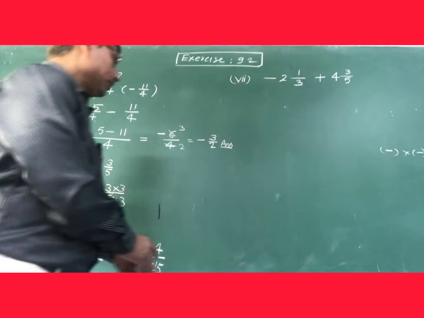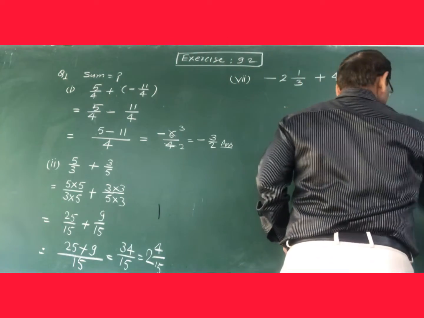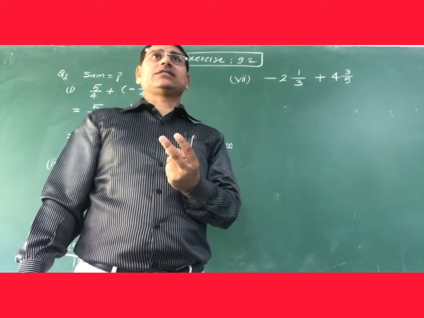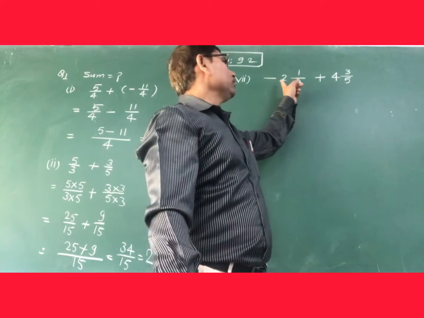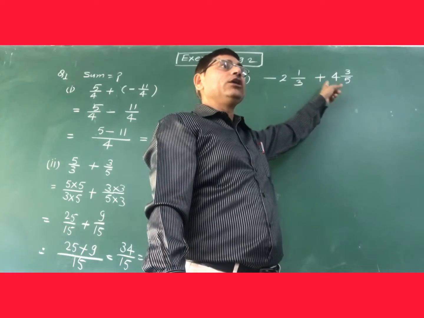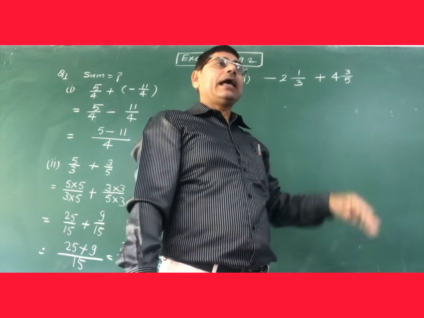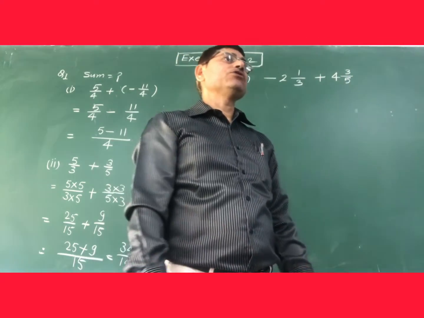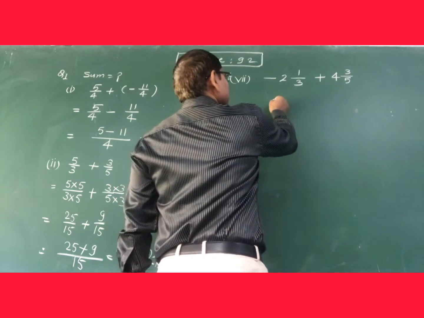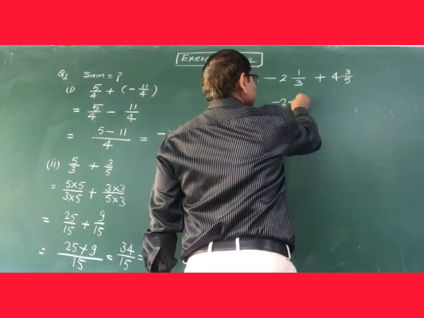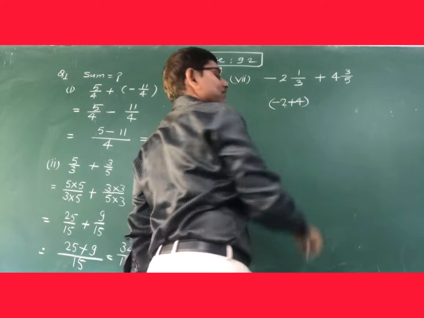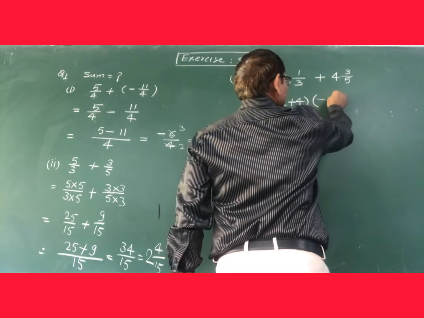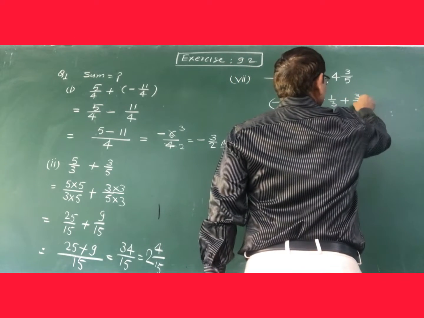Now dear, you will see this is the next question. In this question, a whole number is also given. So there are two methods. Number one, first of all you will simplify only the whole numbers in the first bracket and the other rational numbers separately. So here minus 2 and then plus 4, just like that. You can do it this way also. And after that, this is the negative sign, minus 1 by 3 plus 3 by 5.